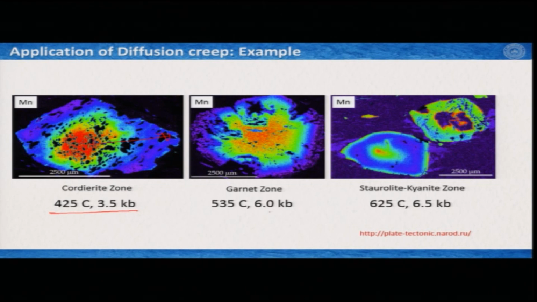When temperature is elevated, and pressure as well, to 535 degrees centigrade and 6 kilobars in the garnet zone, you see that the manganese is diffusing towards the rim. At even higher temperature and pressure, in the staurolite-kyanite zone, the manganese is more or less homogeneously distributed, and its concentration has even increased at the rim, and also at the inclusion boundaries. So this is how diffusion happens. This process is extremely slow. Metamorphic petrologists use it for calculating different types of geobarometry and geothermometry.